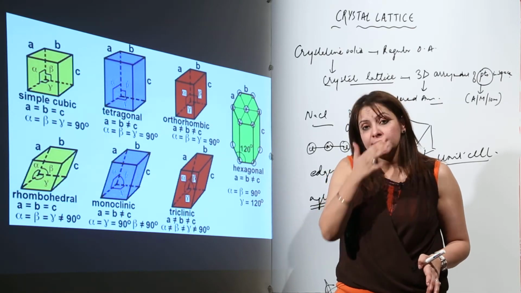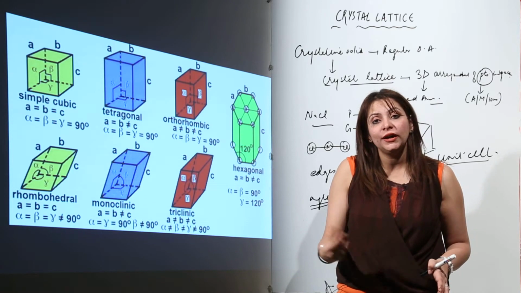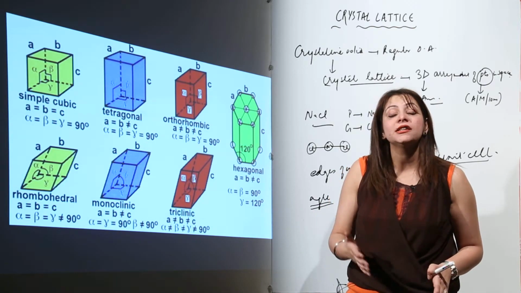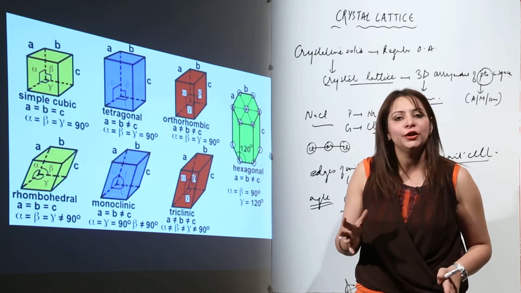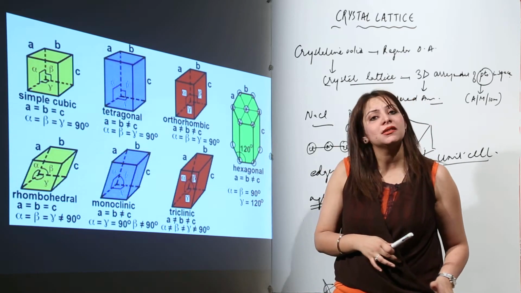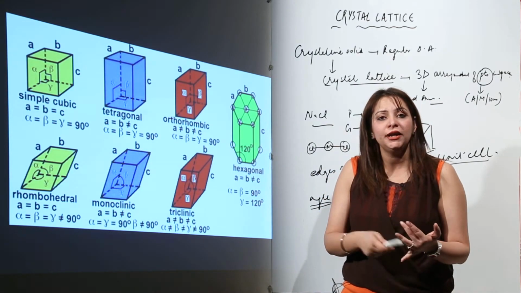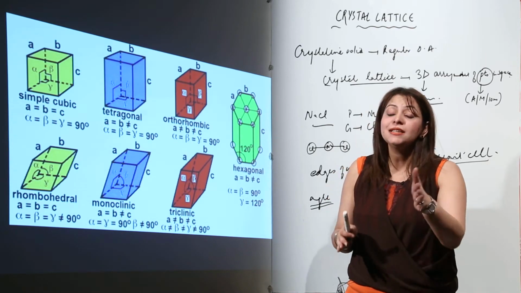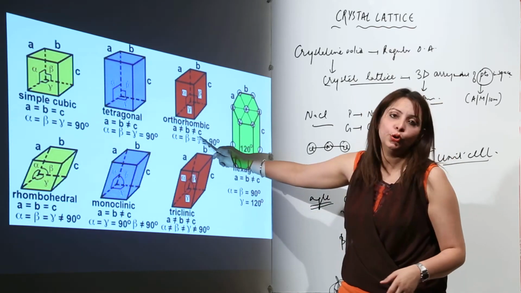So whenever you see this kind of condition, that A and B are equal and C is not equal, and alpha, beta, gamma are still 90 degrees, that means it is a tetragonal form, a tetragonal unit cell. Third is this one, in which none of the sides is equal, neither A, B, nor C, but still they are perpendicular to each other. So that form is called orthorhombic, right?